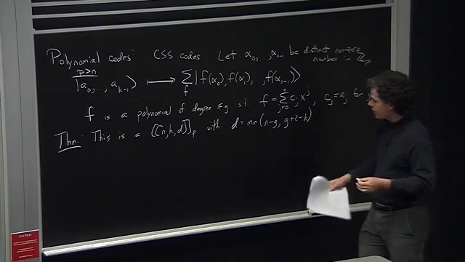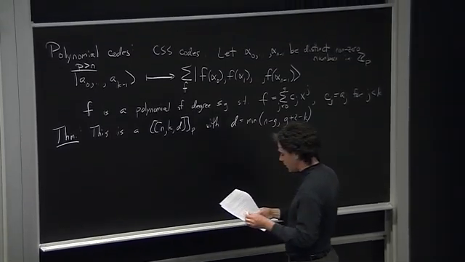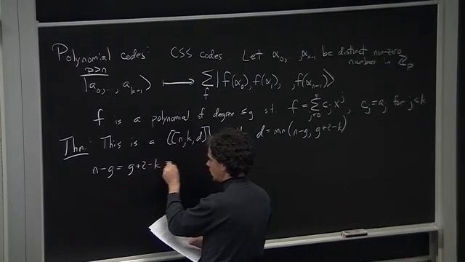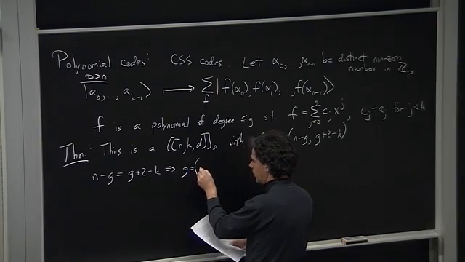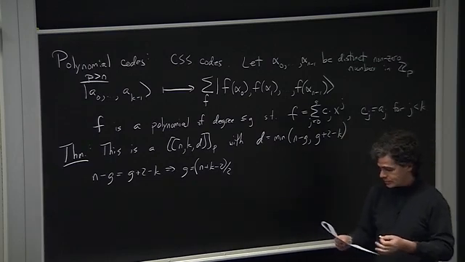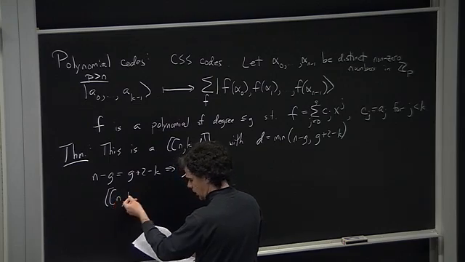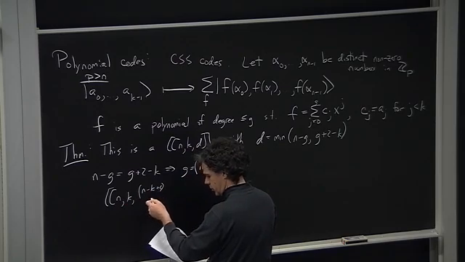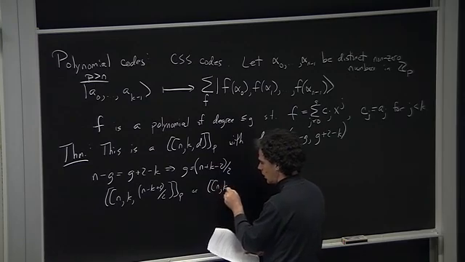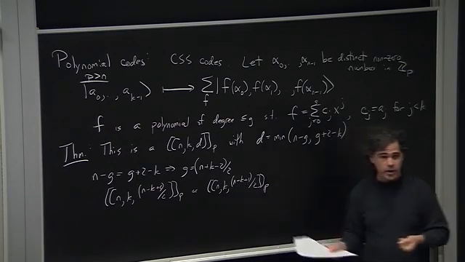Okay, so for instance, if you want to get the biggest distance, then you should pick N minus G is equal to G plus 2 minus K, which is saying that G is N plus K minus 2 over 2, which you might have to round up or down if this thing is not even. And so that gives us an N, K, N minus K plus 2 over 2, or N, K, N minus K plus 1 over 2 code, depending whether N minus K is even or odd.